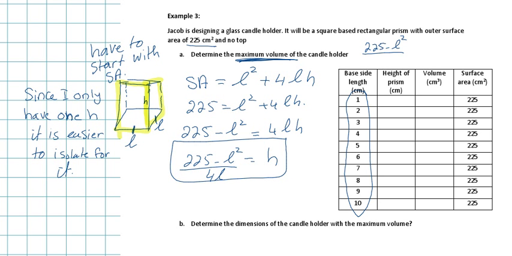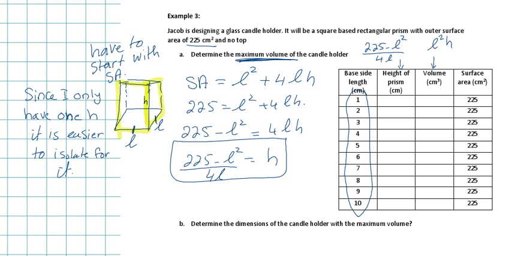So to solve for H, I just use this formula. What's the volume of this specific shape? Length times width times height, but in this case it will be length times length times height, which is length squared times height. So the formula for the volume is L squared H. So I know my formulas. All I have to do is plug in values for L, solve for H, and find the volume.